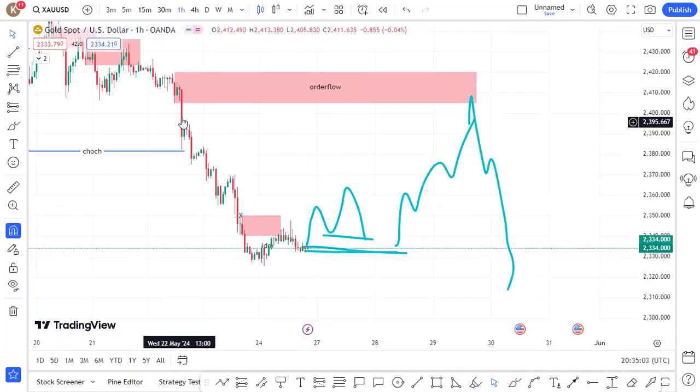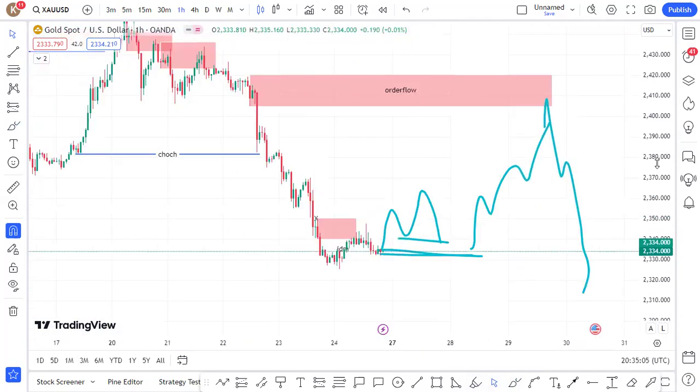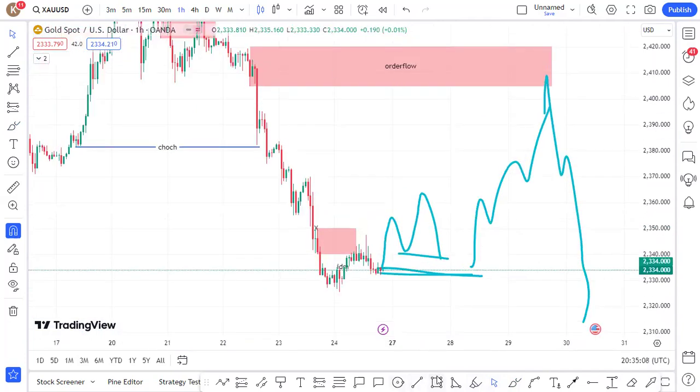That's what I'm seeing. And everything is mitigated. Why am I choosing this level as a point of interest? Look at this, right? Everything here is mitigated.